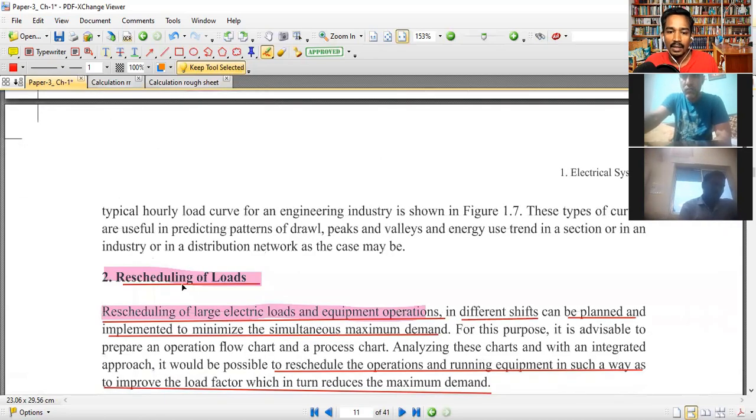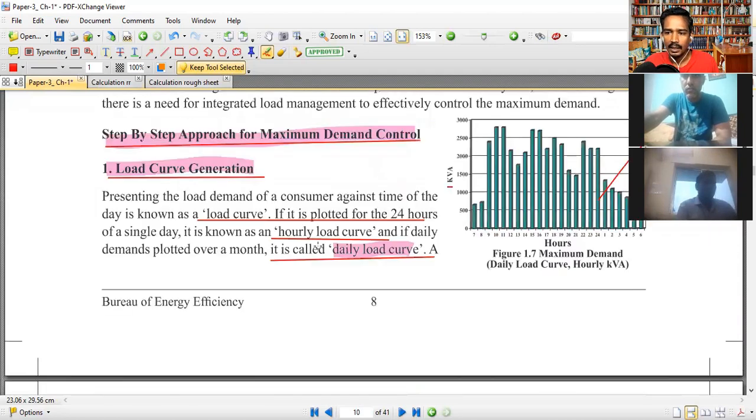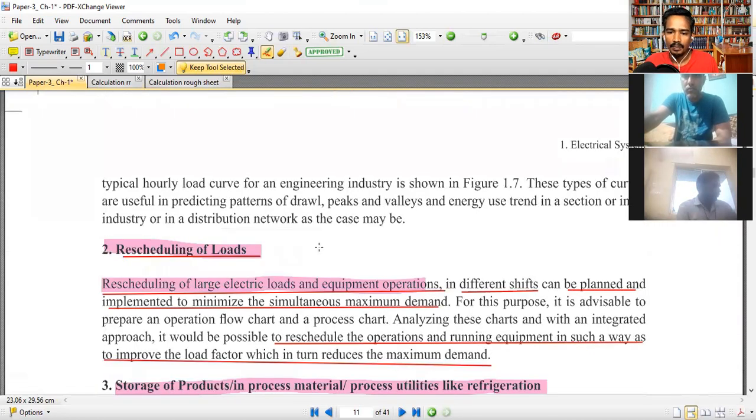Next is rescheduling load. Rescheduling is basically shifting the load. For large electrical load equipment, they plan the operation in different shifts, and to reduce the maximum demand, they shift it to another time. They need to calculate which time the load is required. According to that they reduce the maximum demand, then shift the other load to another hour or another shift. This is rescheduling load.